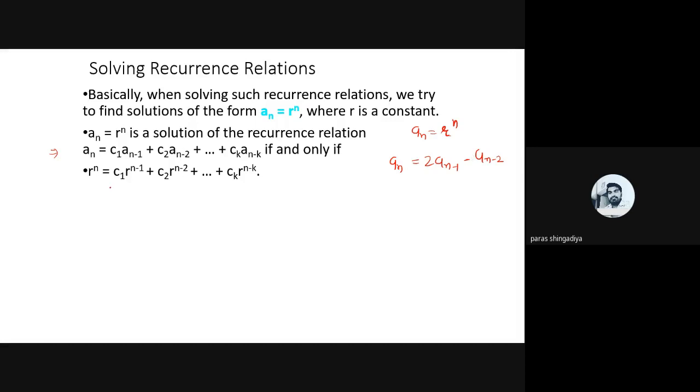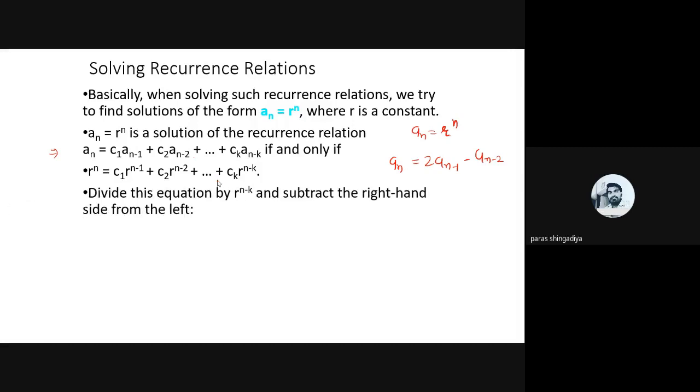So if and only if r^n = c1 r^{n-1} + c2 r^{n-2} + ... + ck r^{n-k}, as per the relation, because a_n = r^n. So here we have a_n = c1 a_{n-1} + c2 a_{n-2} + ... + ck a_{n-k}. So apply this r^n form here. r^n will be a_n, so a_{n-1} will become r^{n-1}, a_{n-2} will become r^{n-2}, and a_{n-k} will become r^{n-k}. They are equal. Now in the next step, we'll divide this equation by r^n.